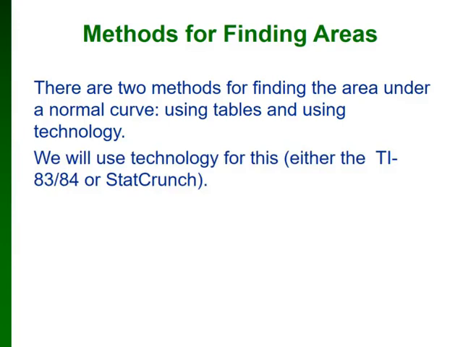You have two choices for the technology. You can either use your graphing calculator, your TI 83 or 84, or you can use StatCrunch. In the last couple of years, most of my students have gone to using just StatCrunch for this. So we're going to spend most of the time looking at how to do this with StatCrunch. I'll show you briefly where the function is on your TI 83 or 84. And then if you want more information, please feel free to ask me.